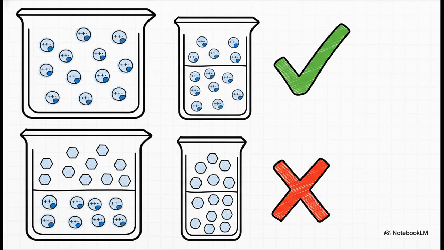It's really that simple. Polar things with their little magnetic ends are great at pulling apart and mixing with other polar things. And nonpolar things are perfectly happy mixing with other nonpolar things. But when you try to mix a polar with a nonpolar, they're just too different. They don't have a way to attract each other, so they stay separate. It's exactly why oil and water just don't mix.